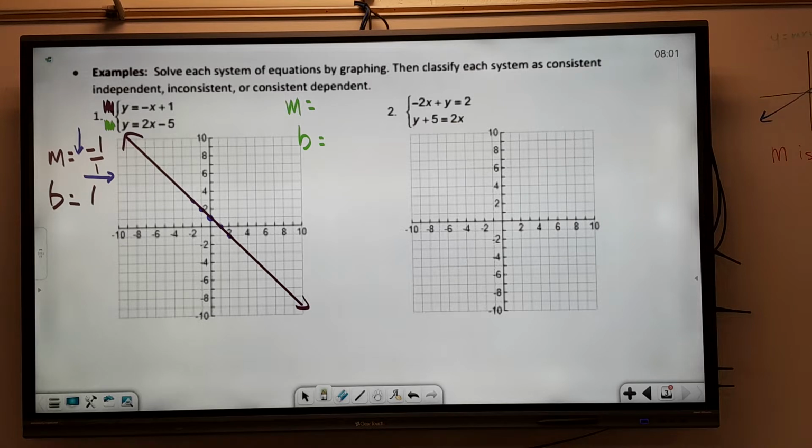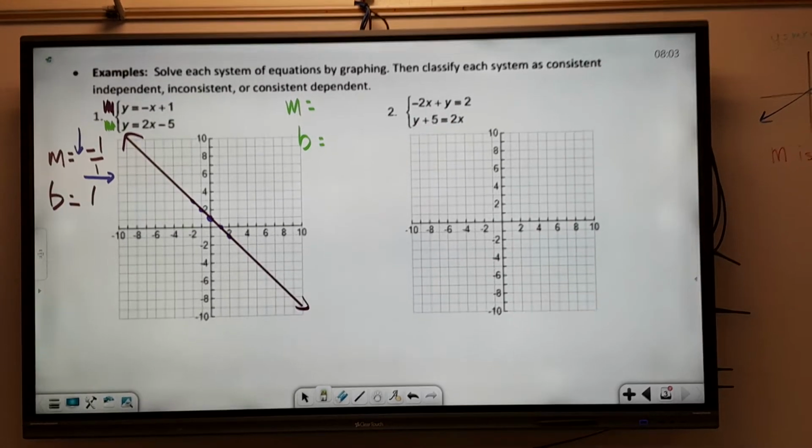Jake, what's the slope? Have you already graphed the first line with me? Okay, we're gonna hit pause. I'm gonna chew you guys out off camera. Okay. Hold on. Time to bark.